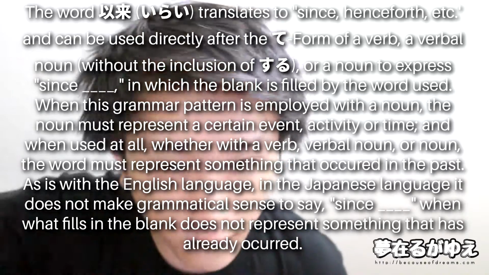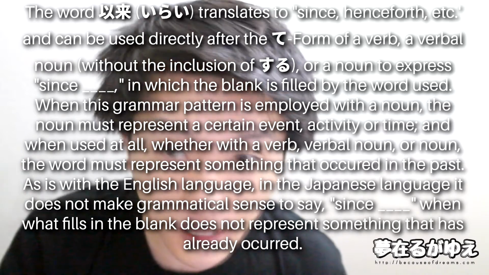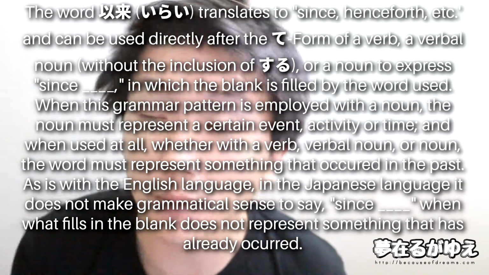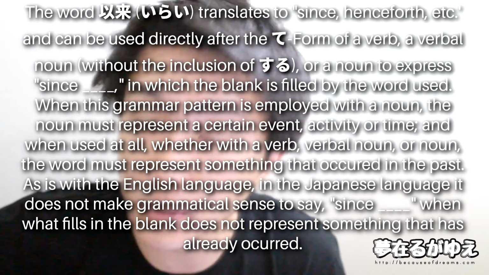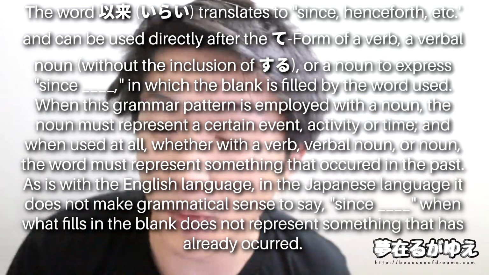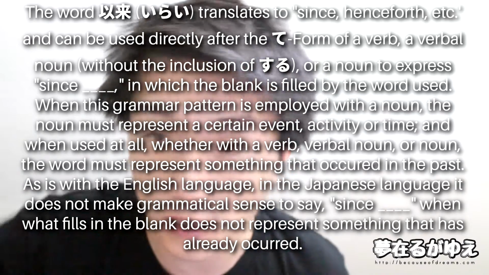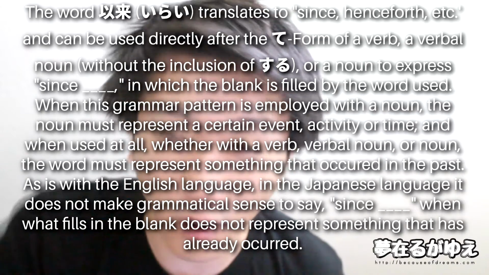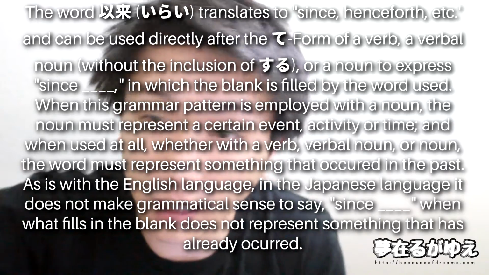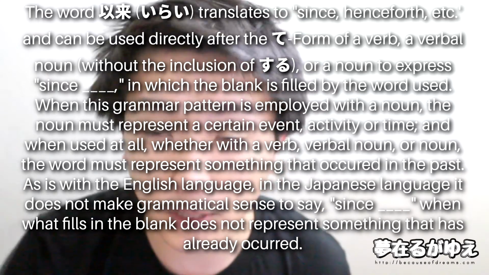So in review, te form of a verb or verbal noun by itself without suru, or noun by itself plus the word irai to mean since, whichever word option we choose. So that's pretty simple enough. It's probably even easier than other grammar patterns relative to time, such as toki ni, because we don't even have a particle that we need to insert or anything. So with that, we just know that we have to add irai right after the word that we're using it with, and we just complete our sentence.